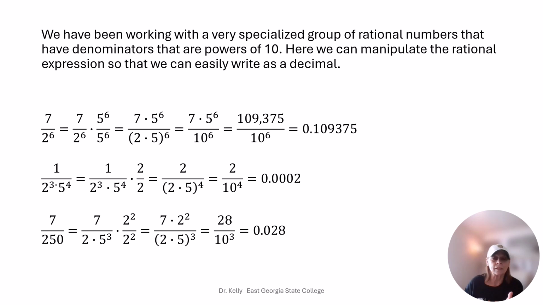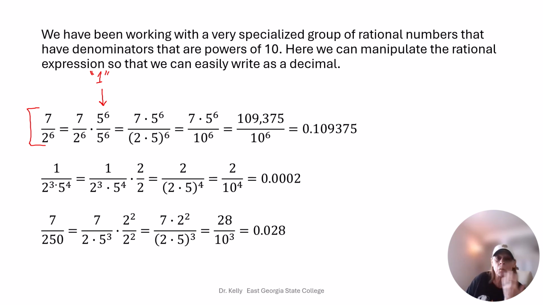So let's look at these examples here. In this first example, we have 7 over 2 to the 6th power. And so we get to use the power of algebra and its trickery to turn this 2 to the 6th power into a 10 to the 6th power. And the way that we do this is we're going to instill this fancy 1, right? Because 5 over 5 is equal to 1. 5 to the 6 over 5 to the 6 is also equal to 1.